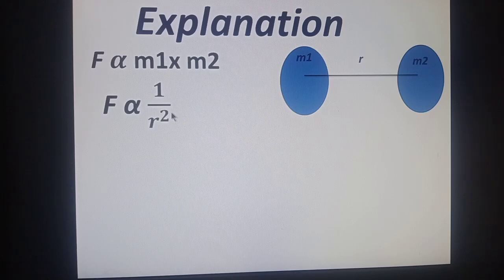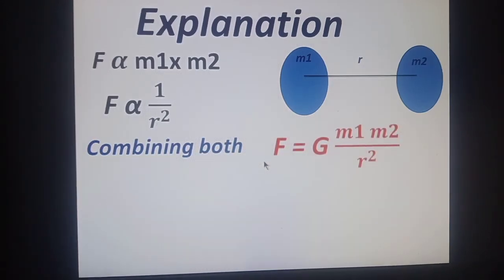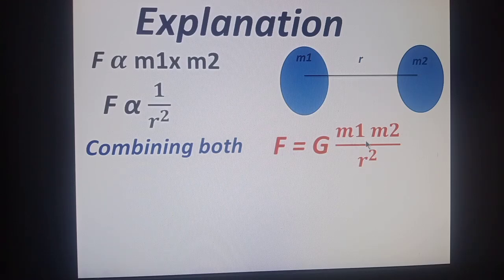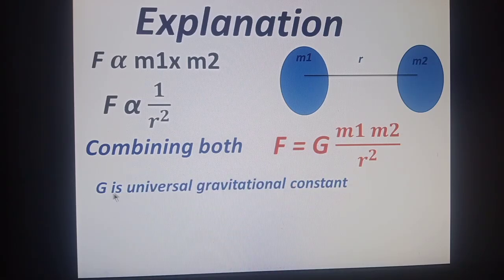Now students, we combine these two mathematical relations. When we combine them, we get this famous form of Newton's law of gravitation, in which the sign of proportionality is replaced with the sign of equality. You know, students of science, that whenever we replace the sign of proportionality with a sign of equality, we multiply on the right side with some constant. So students, capital G in this relation is called the universal gravitational constant. What is G? G is the universal gravitational constant.